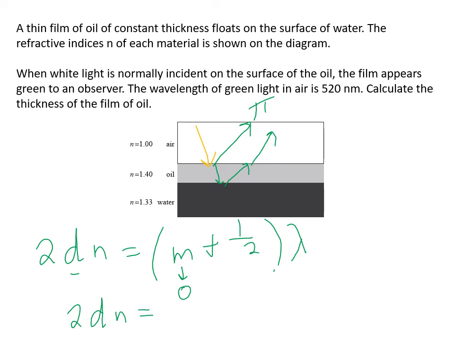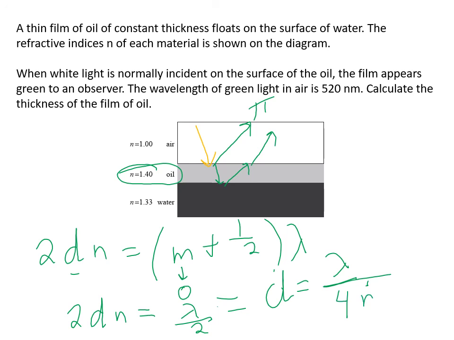2dn is equal to lambda over 2. And if we solve for d, we're going to use the index of refraction for oil. In this case, all of the refraction is occurring inside the oil. The oil is acting as our thin film. So we use this index of refraction in the equation. d is equal to lambda over 4n, with 4n in the bottom.